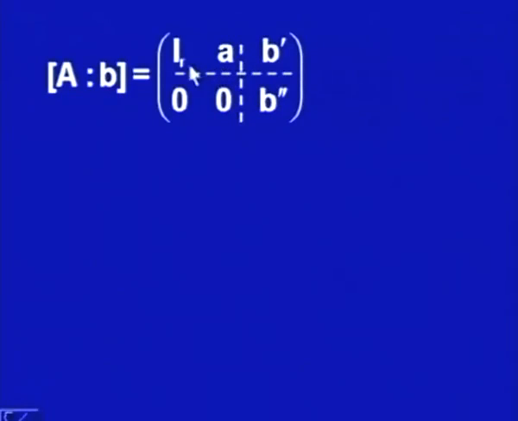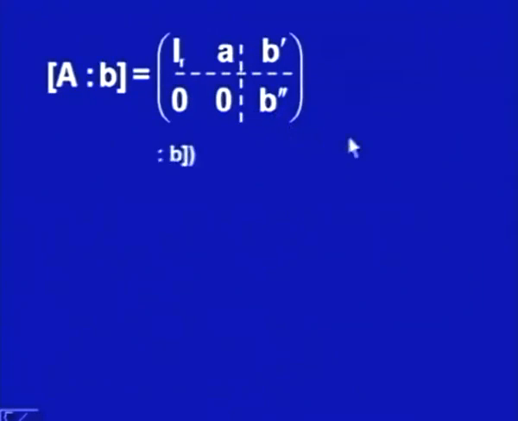This can be written as [A|B] → [I_r, A'; 0, 0 | B', B'']. That means you can transform this matrix by using elementary transformations into this form. So, r being the rank of this matrix, these are 0 rows.